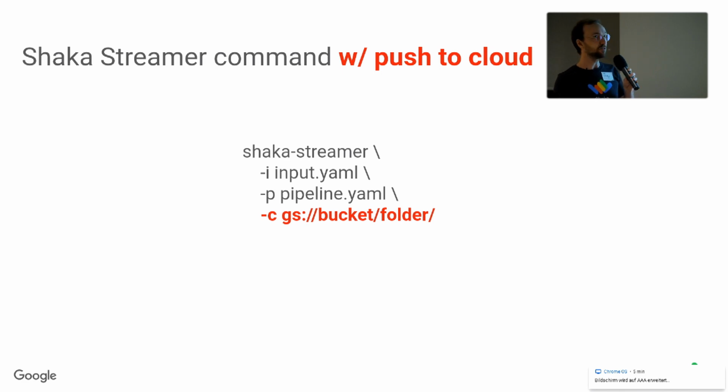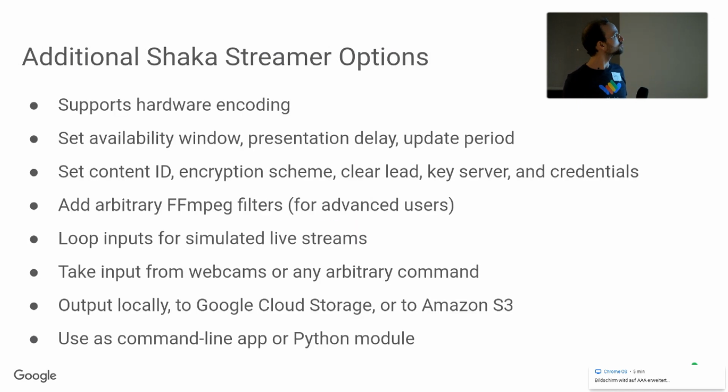And finally, if you want to push all that output to cloud storage, you can just give us a cloud storage URL on the command line. We support both Google Cloud Storage and Amazon S3. So, additional options. We have support for hardware encoding. You can set all the various dash parameters and encryption parameters you could possibly want.